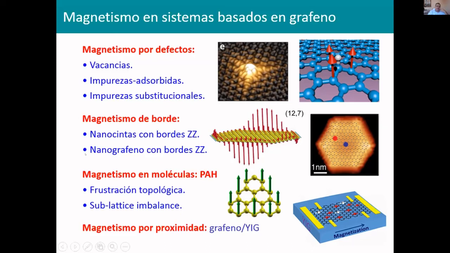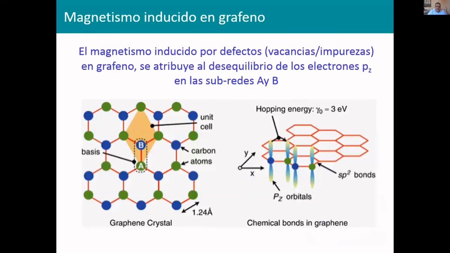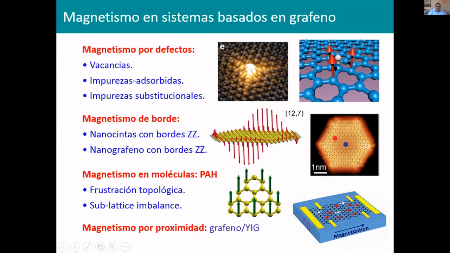Also has been predicted and experimentally reported magnetism at the edge of graphene nanostructures. In this case, we have two types of systems. One of them is the graphene nanoribbons, mainly when we have the zigzag border, sorry. And the second one is when we have this kind of nanostructure that we call nanoflakes.